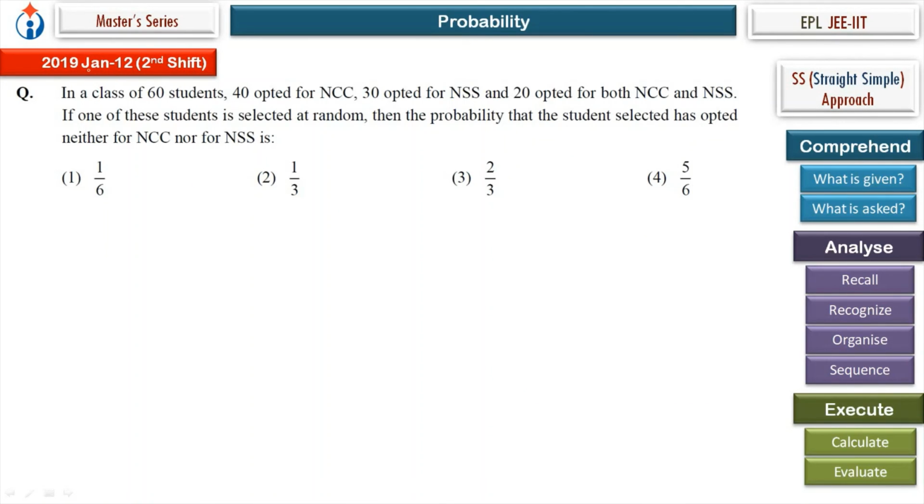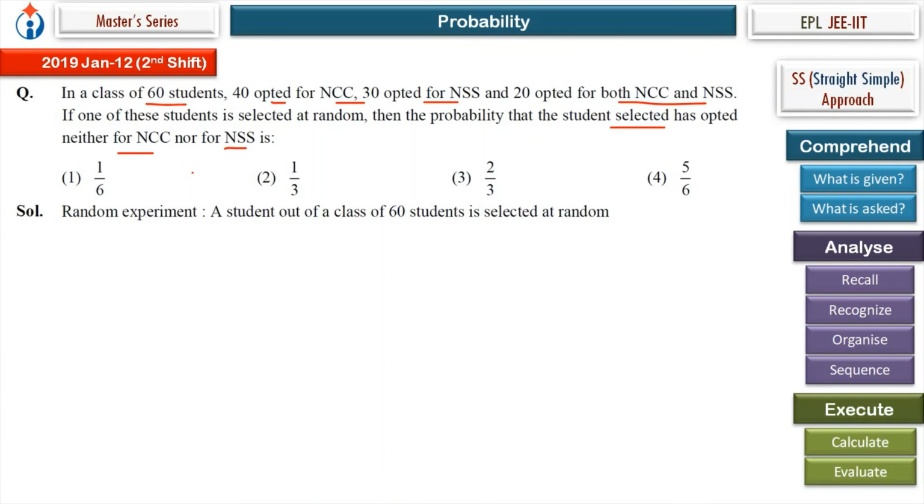January 12th, 2019, second shift question paper. Question, let's comprehend. In a class of 60 students, 40 opted for NCC, 34 NSS, and 24 both NCC and NSS. If one of these students is selected at random, then the probability that the student selected has opted neither NCC nor NSS. All right. So random experiment is a class of 60, one student is selected, n of S is equal to 60. Event, whose probability we need: the student selected has opted neither NCC nor NSS.